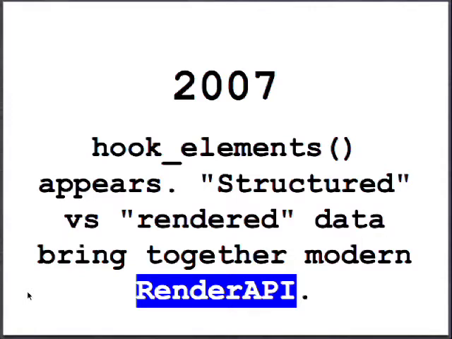kind of the form API world, is we finally had hook elements and the idea of structured versus rendered data, which brought together the idea of the modern render API. And so this is what we saw in Drupal 7. And before this, we didn't really have render API. We were just kind of concatenating strings together.